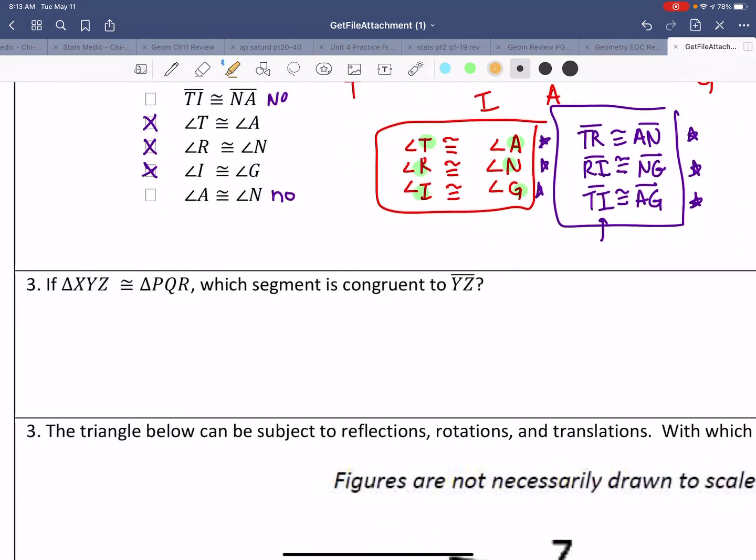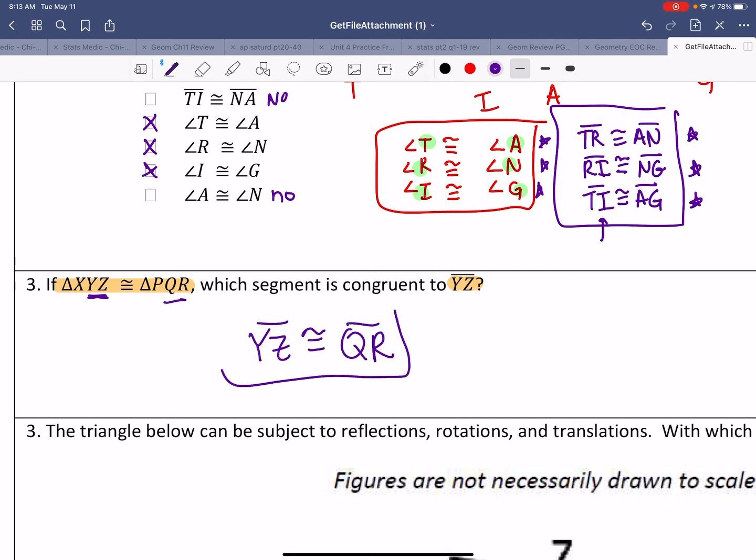Okay, what is going on with question 3? If this is true, which segment is congruent to YZ? All right, we definitely prep for this. YZ is middle last, so QR would be middle last. Cool, done.